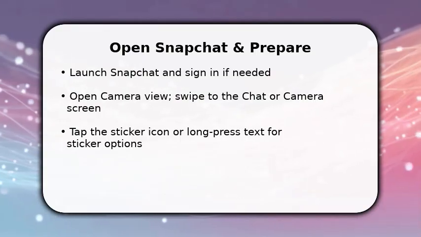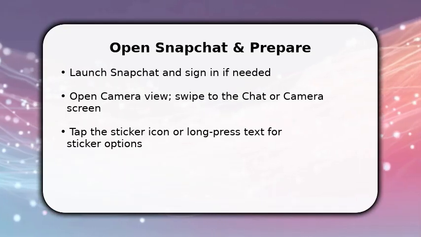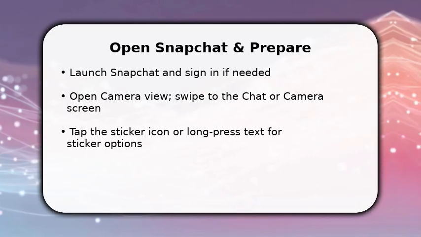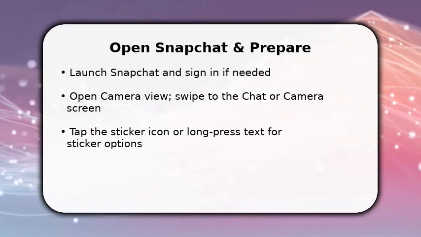You're starting in the Snapchat camera. Open the app and make sure you're signed in. Once there, aim the camera or open an existing snap, then tap the sticker icon at the top right.